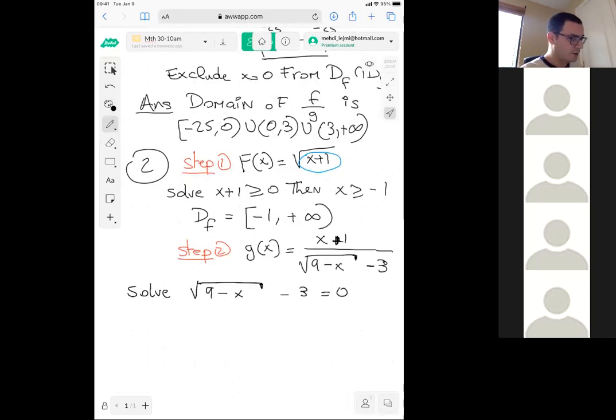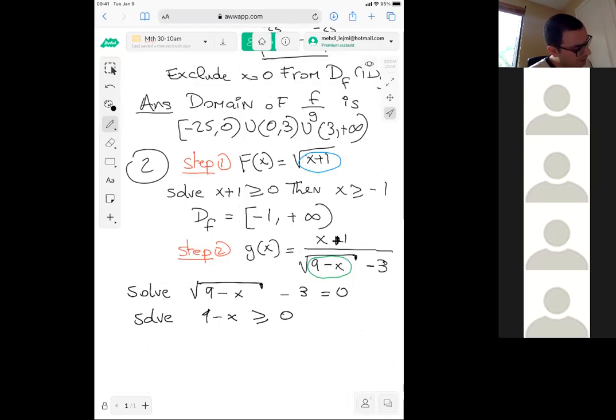A second thing to do is, because there is a square root, right? A square root of 9 minus x. So we have to solve this: 9 minus x larger or equal to 0. Right? So there are two things to do here. It's not just one equation. Here we have two equations. So let's solve the two equations, right?